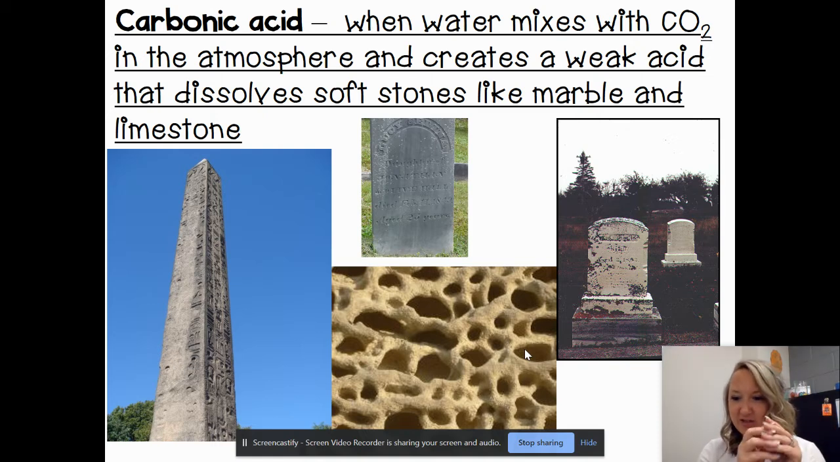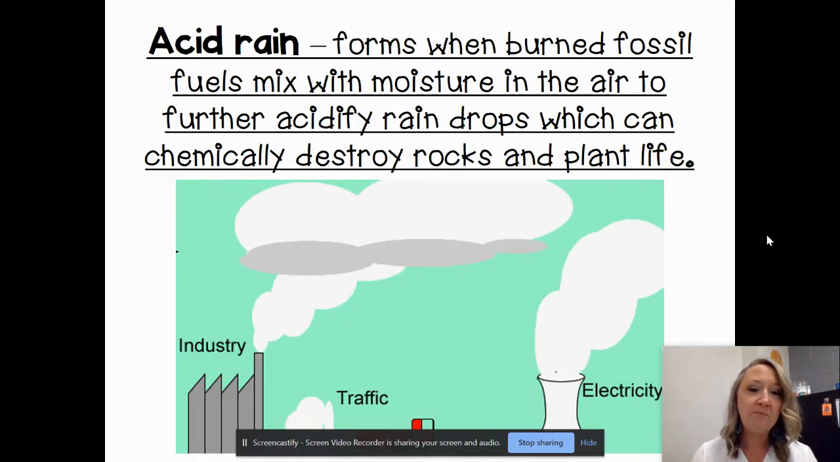When you mix those two together, you get that fizz that shows you a chemical reaction is happening. The same thing can happen in a small scale when we have acid rain or carbonic acid that can dissolve that limestone. A lot of our older tombstones were also made of marble, which is also a very soft stone that can be dissolved by carbonic acid.